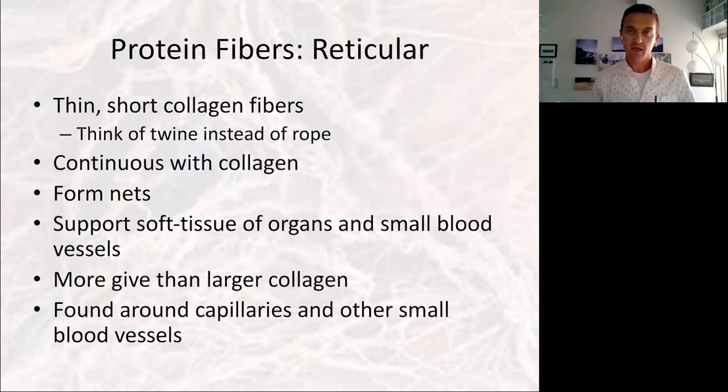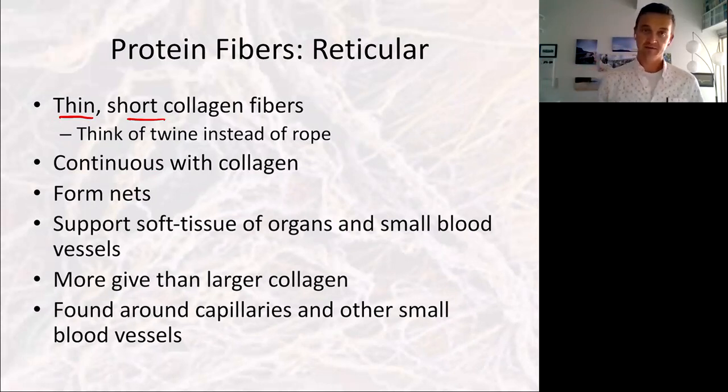And then lastly, we have what's called reticular fibers. Reticular fibers are thin and short, and they're actually made out of collagen, but they're just not as thick and heavy as those big collagen fibers. So collagen is a protein found both within reticular and collagen protein fibers. These are continuous with the larger collagen fibers. They kind of form nets. Think of these wrapping around organs and small blood vessels to give support.